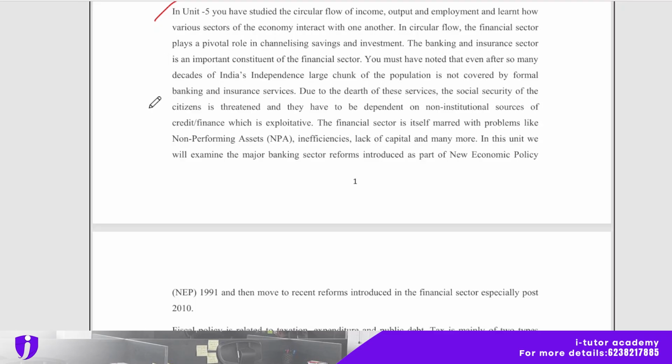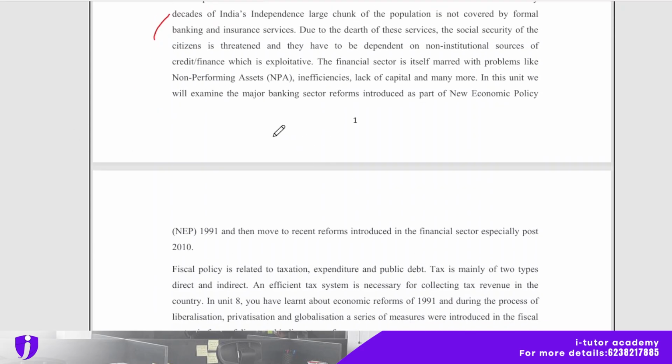You must have noted that even after so many decades of Indian independence, a large chunk of the population is not covered by formal banking and insurance services. Due to the dearth of these services, the social security of the citizen is threatened and they have to be dependent on non-institutional sources of credit finance, which is exploitative. The financial sector is itself mired with problems like non-performing assets, that is NPA, inefficiencies, lack of capital and many more.